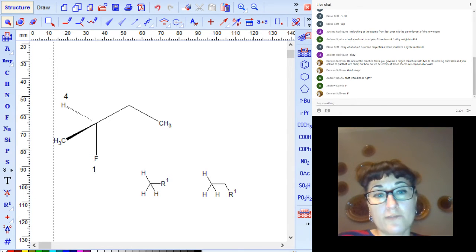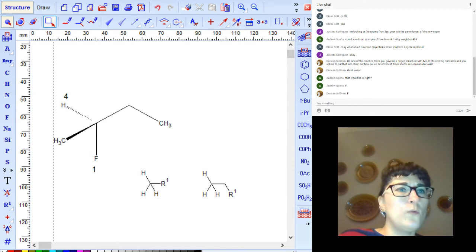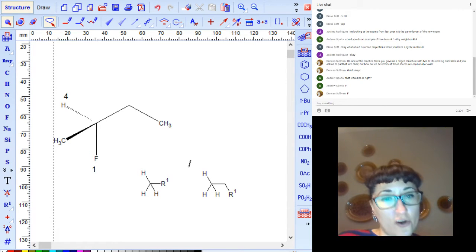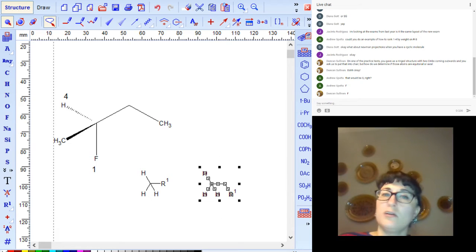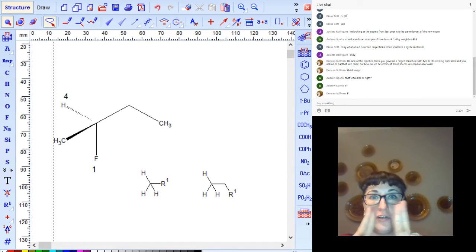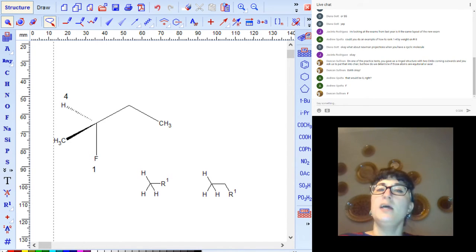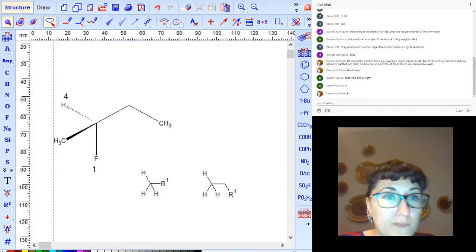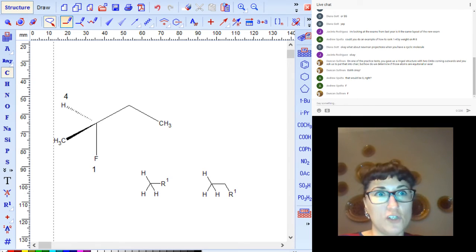So this would have to have the one on the, I don't think you guys can see my cursor, can you? The one on the right would have the higher priority using the Kahn-Ingold-Prelog rules, because when we look at the carbon, you have to look at what it's connected to, okay? Now, where that gets complicated is if you have something with double bonds or triple bonds. So if you have a double bond, you count that as 2 connected to the same thing instead of just 1.